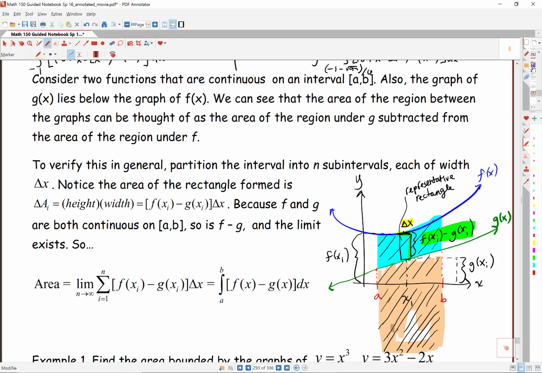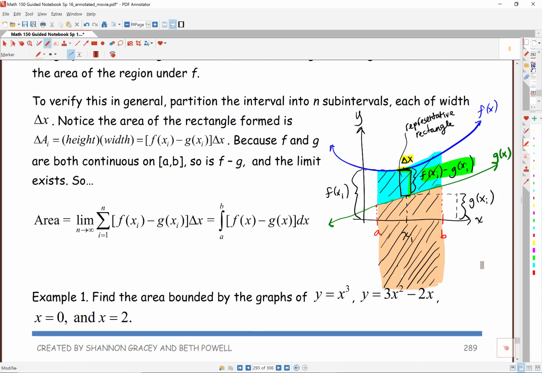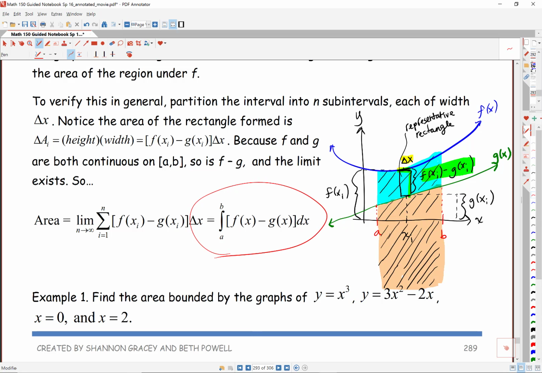All right, so that's how it works out. I thought a picture would be worth 1,000 words in this case. So that area ends up being, you basically take the area of all those infinitely many representative rectangles, and you sum them all up and evaluate the limit as the number of rectangles goes to infinity, and you end up with the formula given here. Okay, so let's go on to an example.